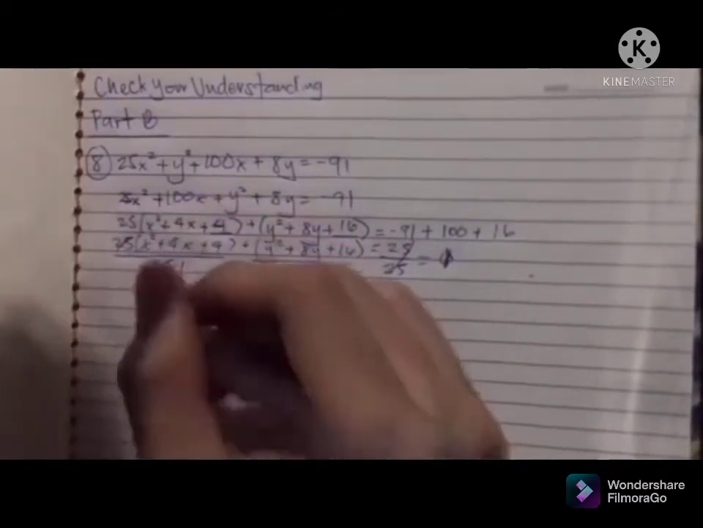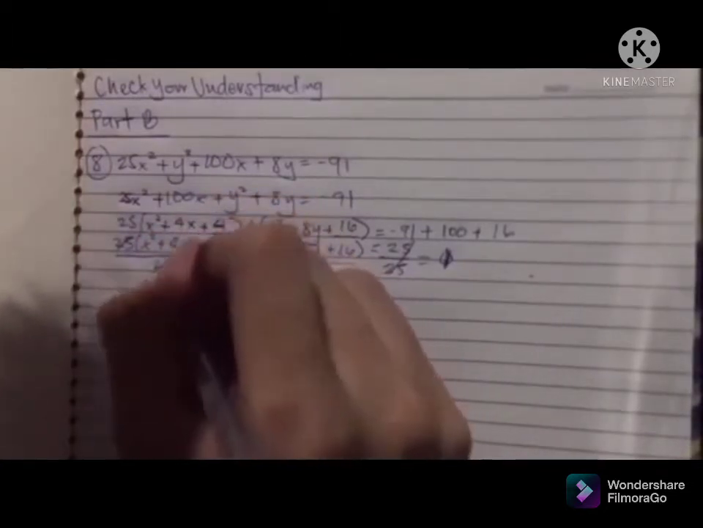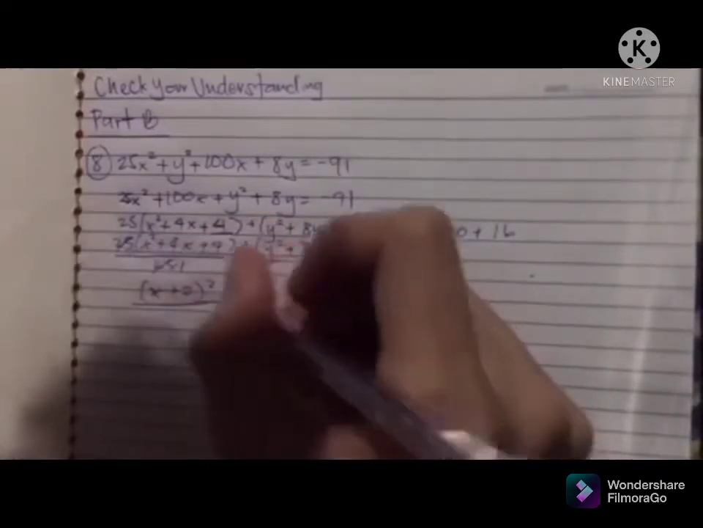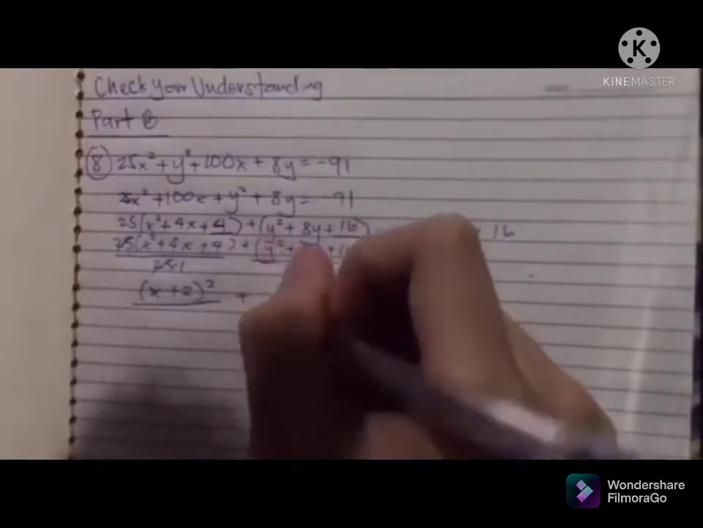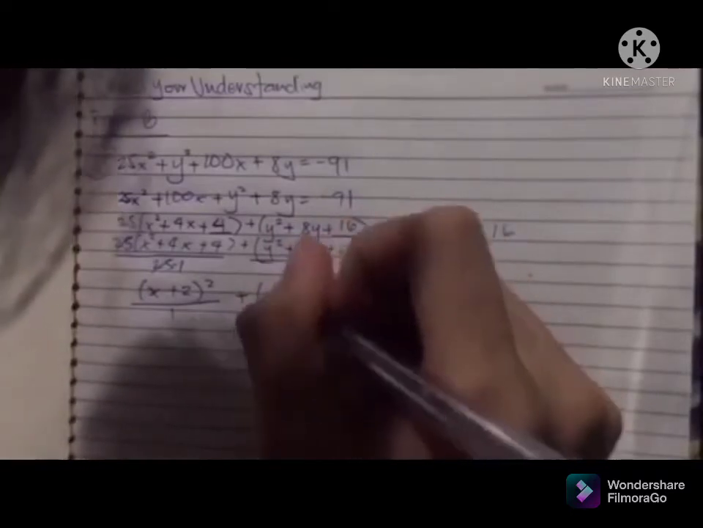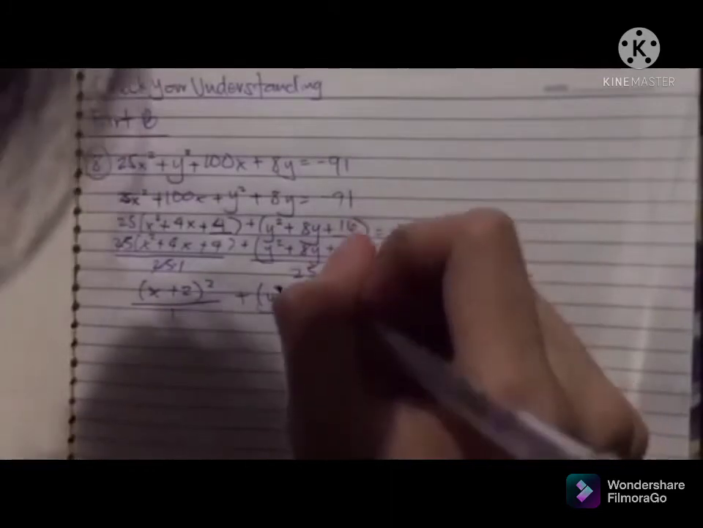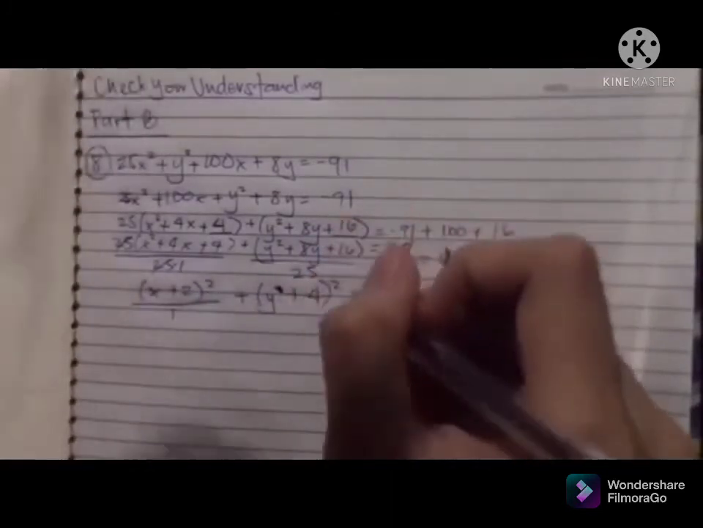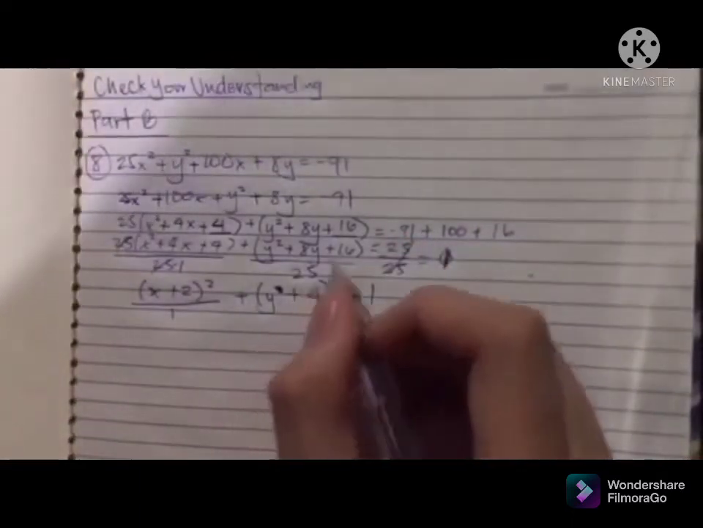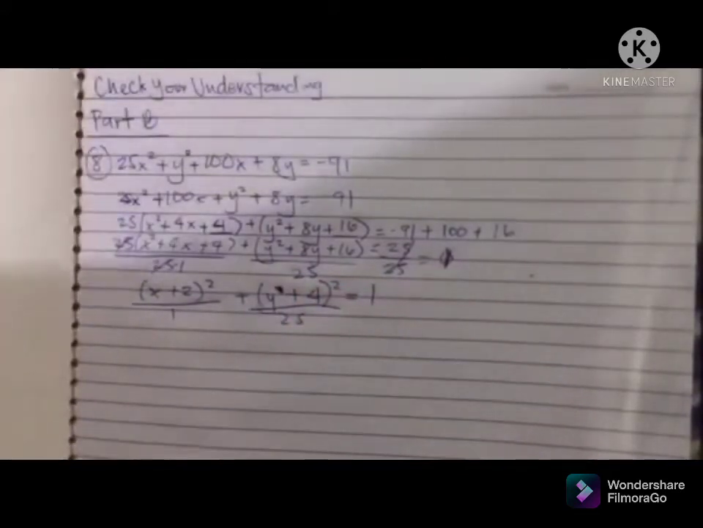We have to make it binomial now, which is x plus 2 squared over 1. So we don't need to write the 1. Okay, let's write y for the other side, y plus square root of 16 for the square. We have a binomial, over 25. Now we have two binomials.